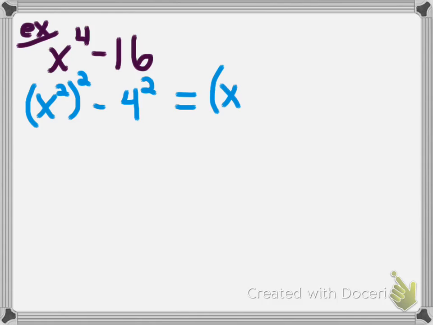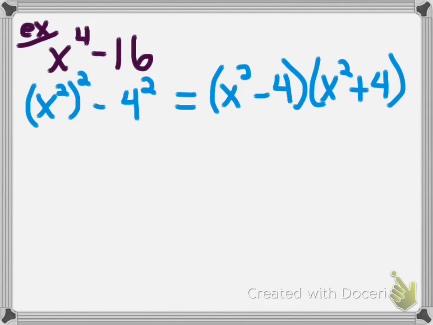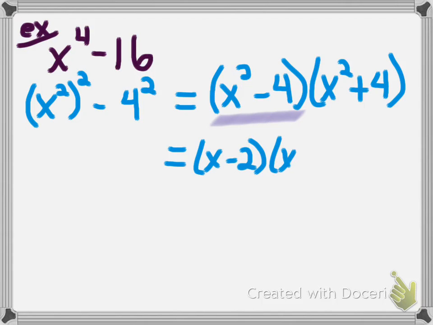So this can be the first one minus the second one, times the first one plus the second one. So that's x squared minus 4 times x squared plus 4. You might think you're done here, but what I want you to do is take one more look. Look at x squared minus 4. You should be able to notice that is again a difference of two squares. So you end up using the difference of two squares twice in one problem. This is now x minus 2 times x plus 2. So that's how that factors.